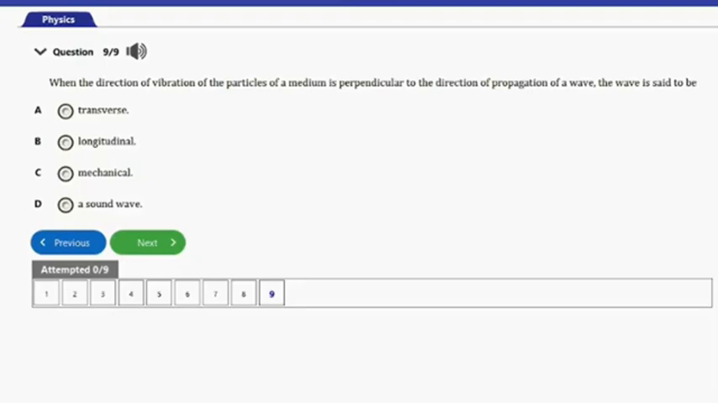The answer to this question is option A. It's said to be a transverse wave. And that's it for this question. So this is where we'll end this video for today.